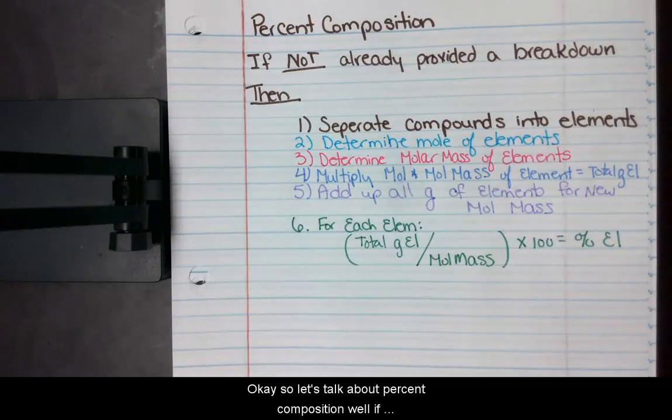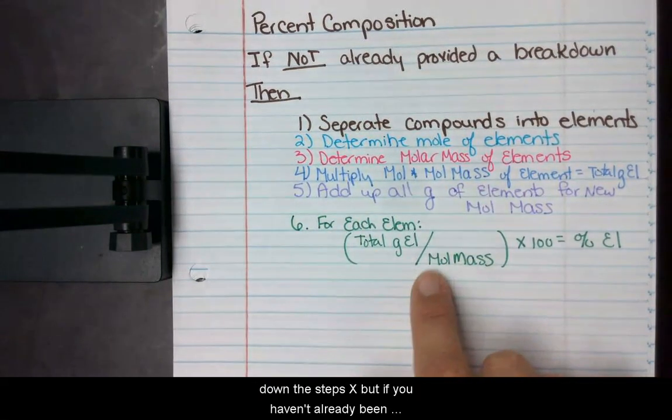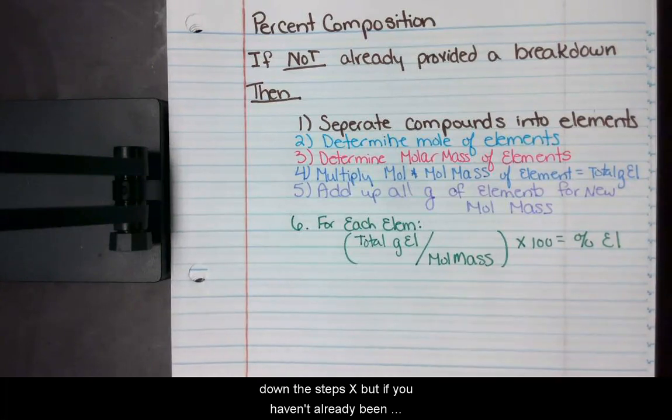Okay, so let's talk about percent composition. Sometimes you're already provided a breakdown of all the elements, and if that's the case, you can skip down to step 6. But if you haven't already been provided a breakdown, you have to do your own breakdown, which are the same steps as finding the molar mass of a compound.